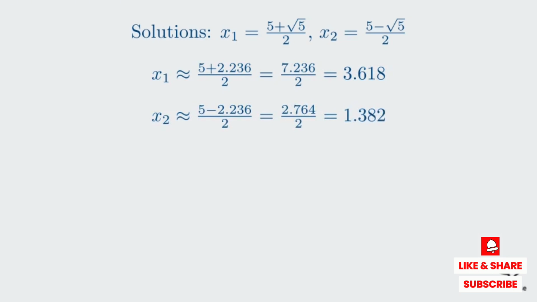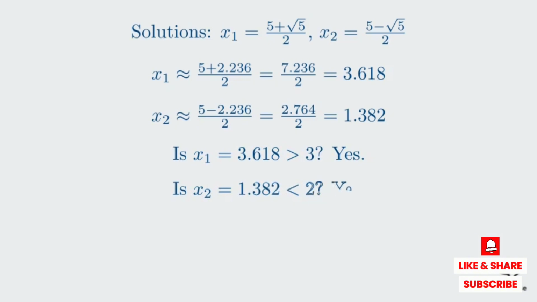Now let's compare these to our valid domain. x must be less than 2, or x must be greater than 3. Our first solution, 3.618, is clearly greater than 3. This solution is valid. Our second solution, 1.382, is clearly less than 2. This solution is also valid. Both of our solutions satisfy the domain restriction, so they are both legitimate answers. There are no extraneous solutions in this case.